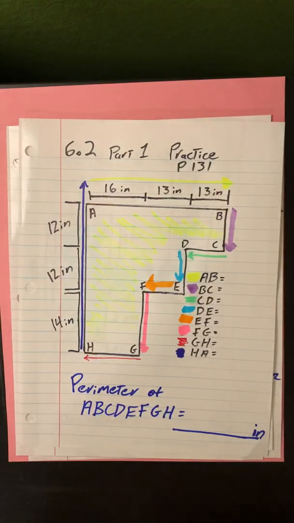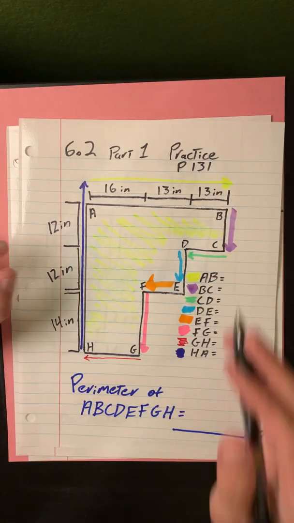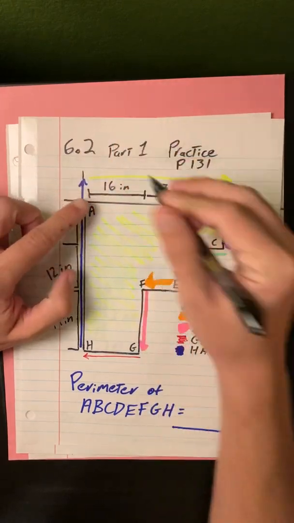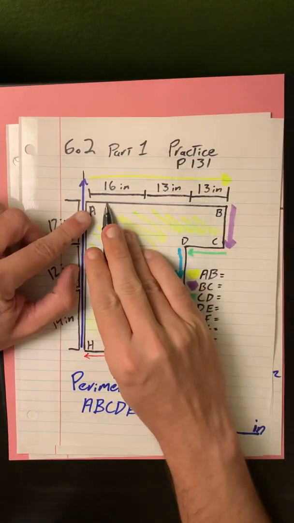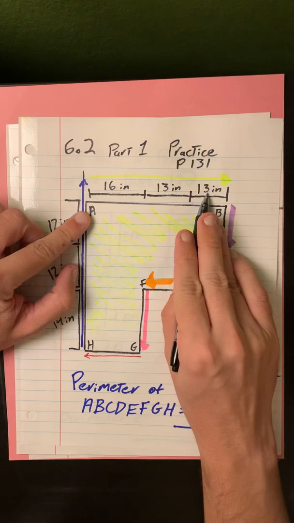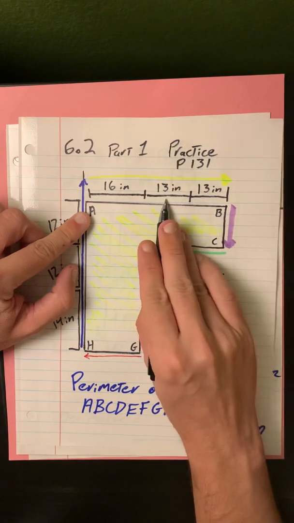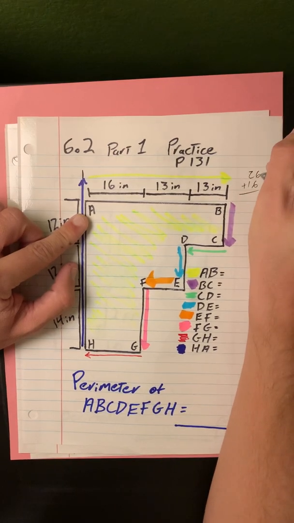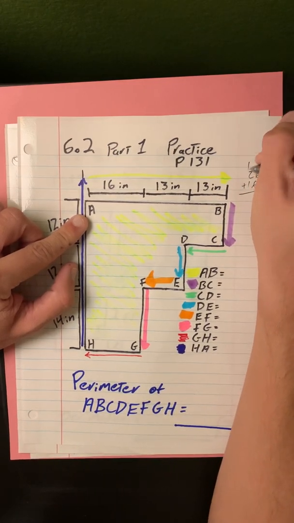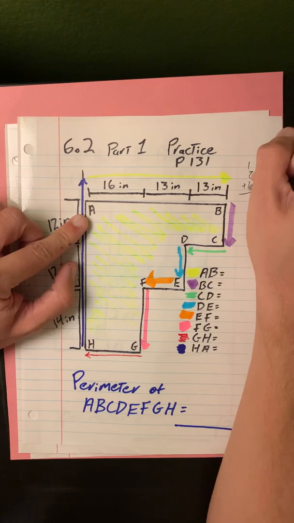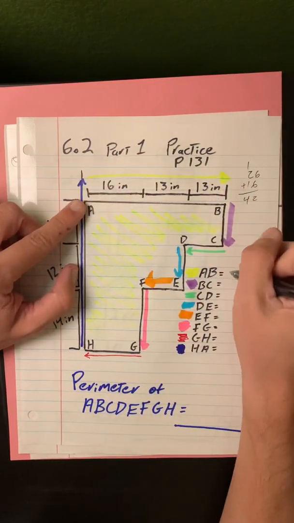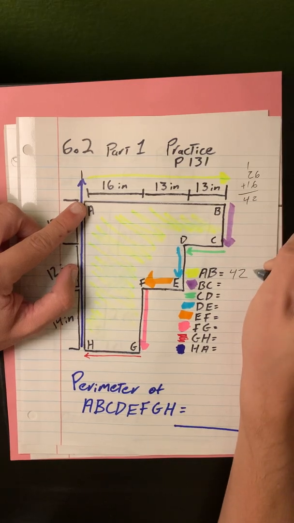All right, bringing it back to this composite figure, finding the perimeter. I want to start at point A. A to B is 16 plus 13 plus 13. 13 plus 13 is 26 plus 16. 6 plus 6 is 12. 10 plus 20 is 30. 30 plus 10 is 40. So from A to B is 42 inches.